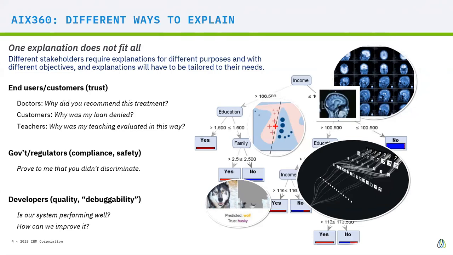So these types of explanations are typically required by debuggers, and also by regulators if you want to audit your model by a third party and so on. And here we typically have global explanations.